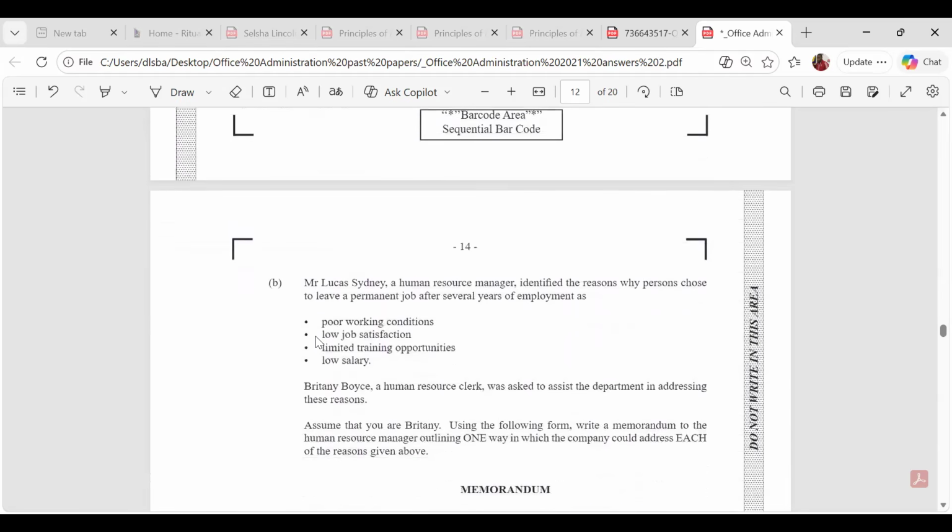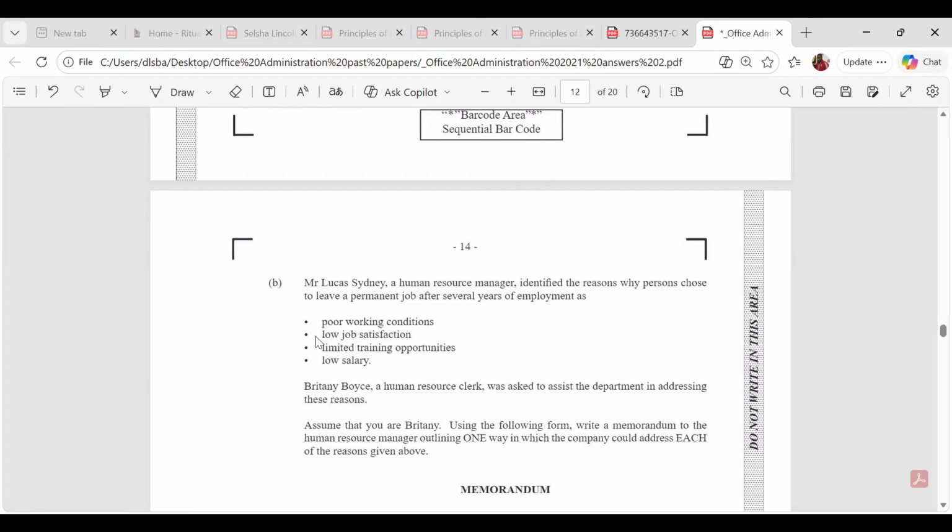Now we have a memorandum. Now the difference between memorandum and letters. Letters can be used internally and externally, but they are mostly used externally. Memorandums are used for internal communication. Keep that in mind. And we'll look at the difference between the format of the letter and the format of the memorandum.